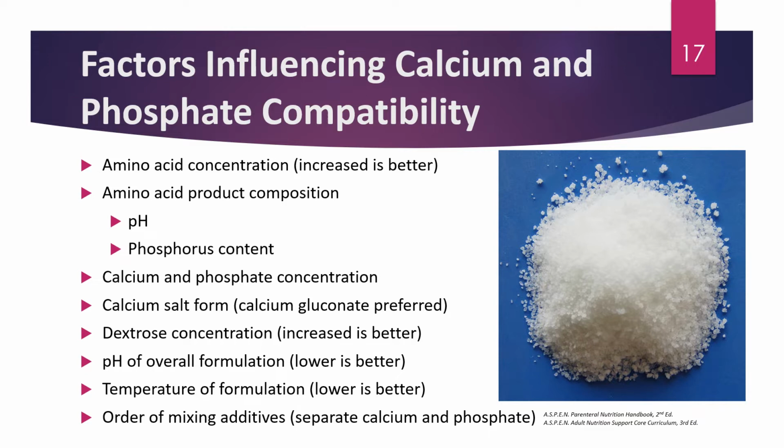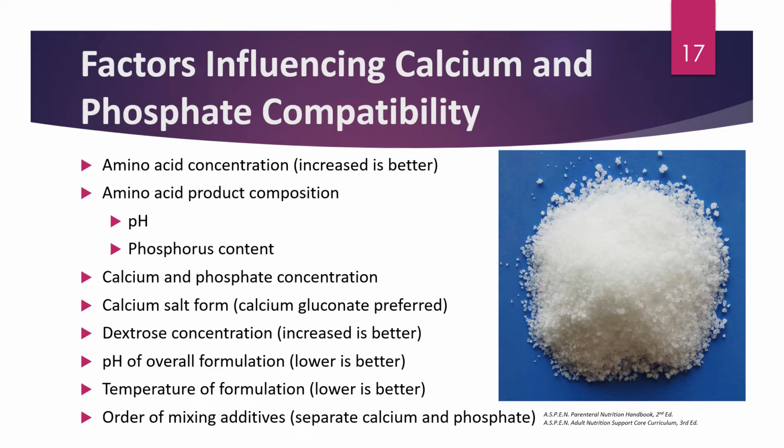Amino acid products actually have phosphorus in them, as well as other buffers and whatnot to promote a stable pH. And because that amino acid product already has phosphorus content in there, we don't want to put any calcium in there at first because there might not be enough fluid at that point of the compounding process to actually promote proper calcium phosphate solubility.